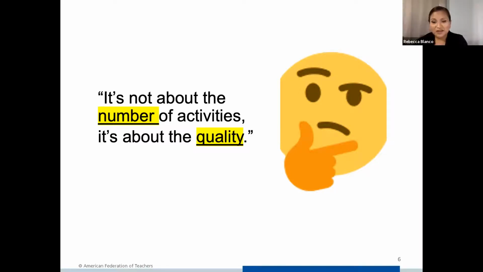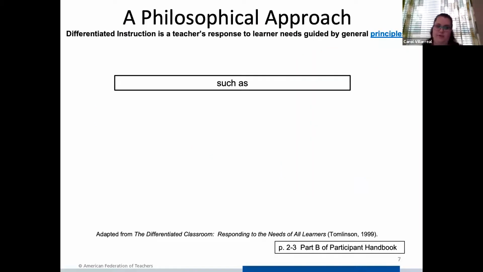And that goes not only for students who are struggling, but also GT students. Just because they're GT, throwing more assignments at them doesn't mean that you're differentiating. It's the depth and the complexity that goes into it. Yes, exactly. So let's take a look at the philosophical approach of differentiation.